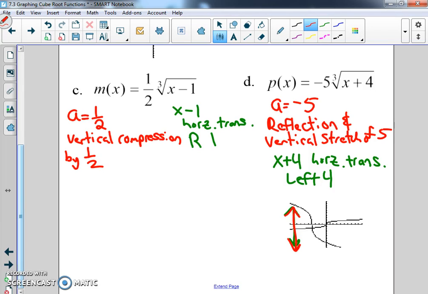All right. We see the reflection as it starts up here and it finishes low. It starts high and finishes low. And then finally, we see our transformation to the left by 4. So those are how we do transformation.